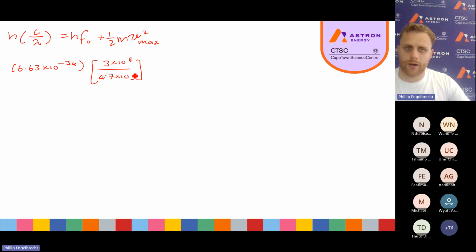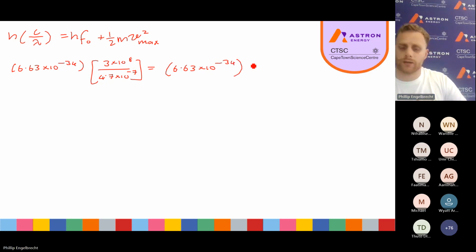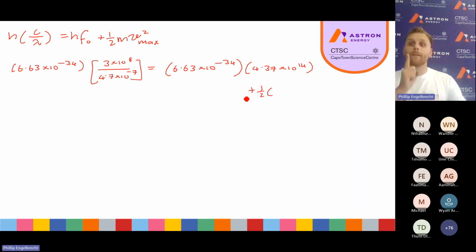4.7 times 10 to the power of negative 7 is equal to Planck's constant, which is 6.63 times 10 to the power of negative 34, times the threshold frequency, which is 4.37 times 10 to the power of 14, plus 1 over 2. Now, what is m? Remember, m is the mass of our emitted electron. The mass of your electron is given to you. It's 9.11 times 10 to the power of negative 31 times v squared max.